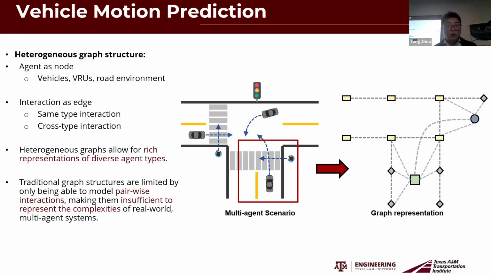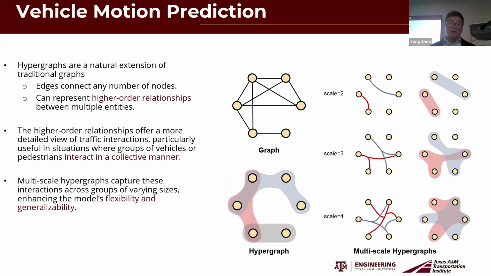But in the real world, the vehicles may have group-wise interactions that go much beyond pairwise interaction. So that's why we use a hypergraph as a natural extension of the traditional graph. In a hypergraph, an edge can connect to any number of nodes, not limited to two. And it is essentially high-order graph dynamics in graph theory.